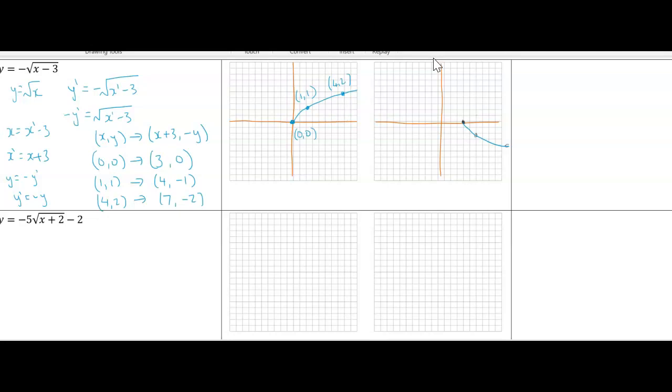So this point here is 3, 0. And this point is 4, negative 1. And this point here is 7, negative 2. And obviously it would keep going. It wouldn't stop at that point.